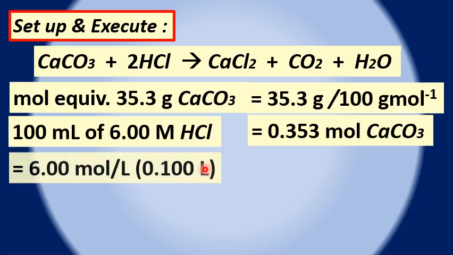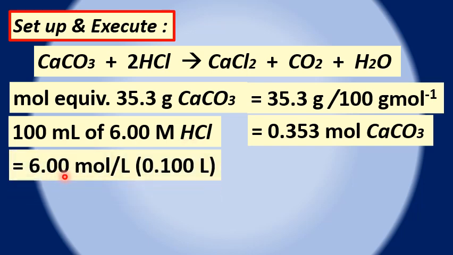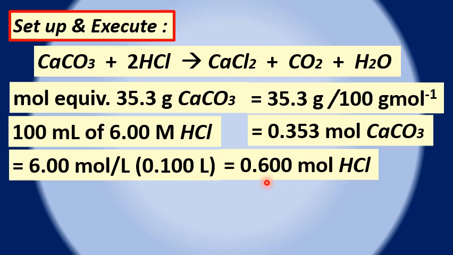by simply multiplying the molarity, 6.00 molar, which is in fact the same as 6.00 moles per liter. So multiplying that by the given volume of the solution expressed in liters, 0.100 liter, we will get the number of mole equivalent, which is 0.600 moles of hydrochloric acid.